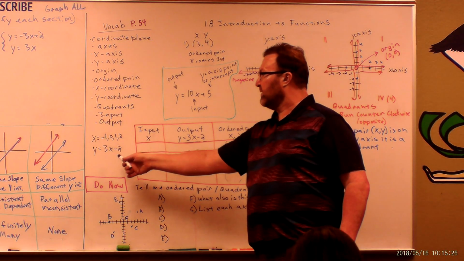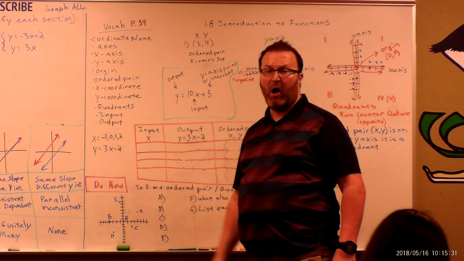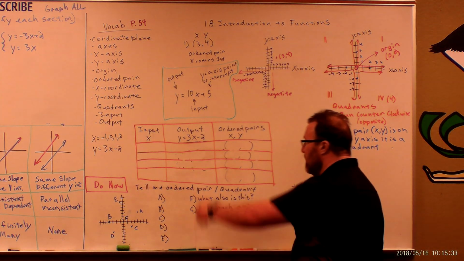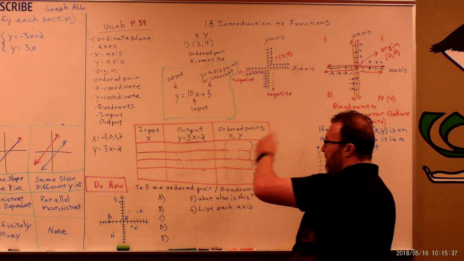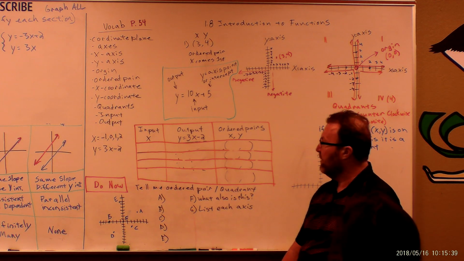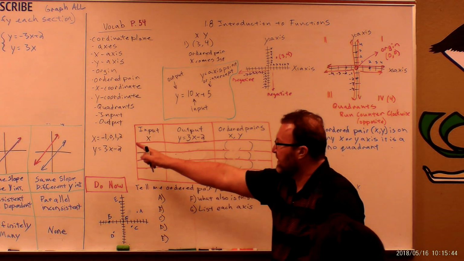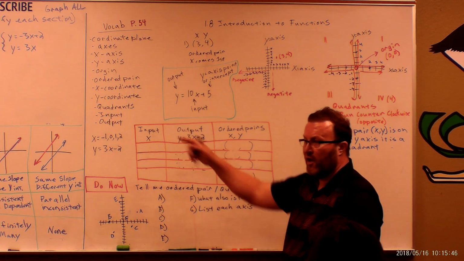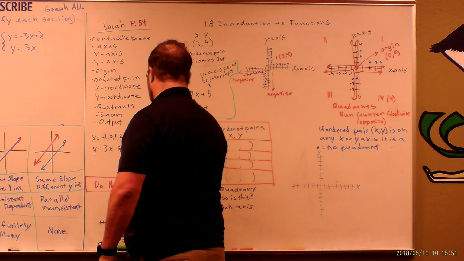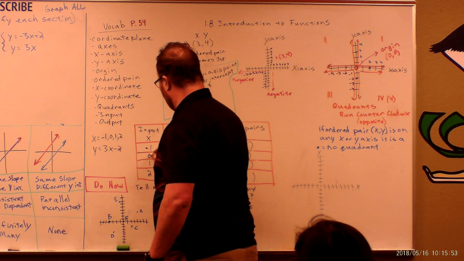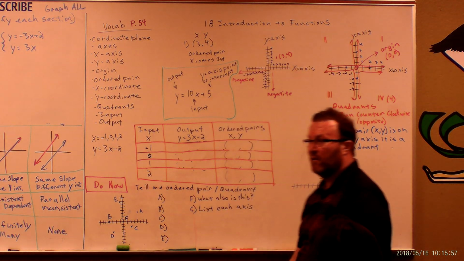These are my x's. So this is my input, and this is my output. Okay? So I'm going to write the output right here. My input's going to go right here, and these are my ordered pairs. Okay? We know what the x's are, don't we? Yes. We know it's -1, 0, 1, and 2. Write it. -1, 0, 1, and 2. I want you to write it in your notes. Any questions with what we did?